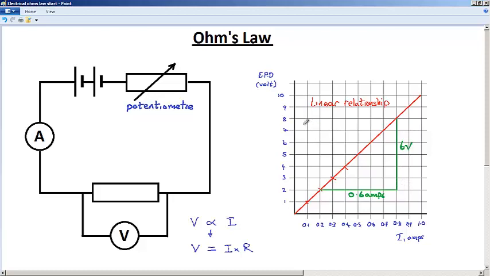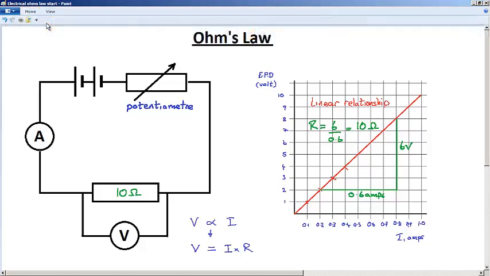So we can say that the resistance, which is the slope of the curve, is equal to 6 divided by 0.6, which is equal to 10 ohms. So we can write the number 10, and then we now know that this is a 10 ohm resistor. Okay, so let's just highlight that.